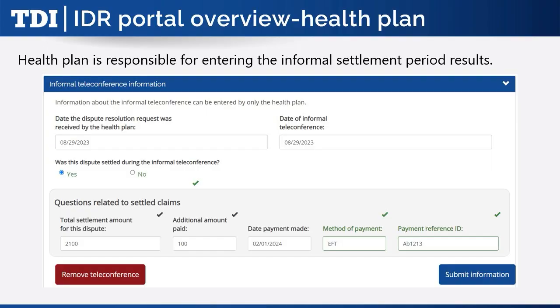So the health plan is also responsible for entering the informal settlement period information. So the plan goes in, updates the date of the informal teleconference. They let us know whether the dispute was settled or not. They also update the amount of the dispute. And if there was a settlement reached, they update the amount paid, the date the payment was made, and the method of payment. We also ask for a payment reference ID. And this is just if there's any kind of dispute, if the submitter is saying that they didn't receive the payment, it makes it easier for all parties involved, the submitter, TDI, and the health plan, to figure out what occurred with the payment and to make sure that the submitter ultimately receives their payment.